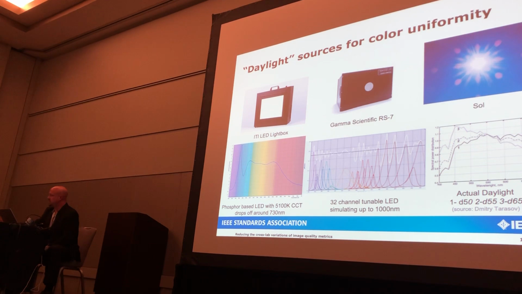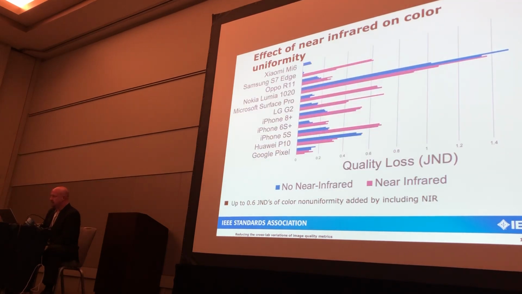Our typical imaging LED labs, LED and fluorescent sources lack infrared. So this is the effects on these 11 devices with this source without infrared in blue and with the near infrared in red. So the differences between infrared and no infrared averages about 0.3 JNDs, but did get as high as 0.6 JNDs. One device had almost perfect color uniformity with and without infrared.